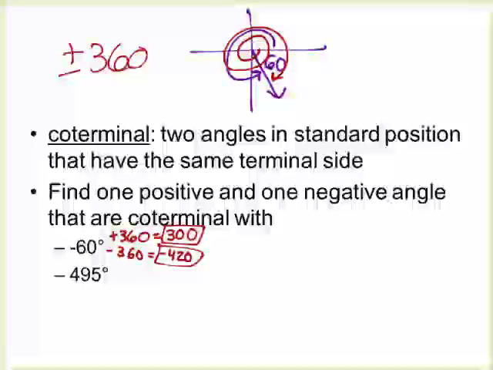For the next one, we could begin by adding 360. That would be a totally valid way to find a positive answer, but what do you notice about 495? It's already bigger than a circle. So if I start by subtracting 360, I still get a positive answer.